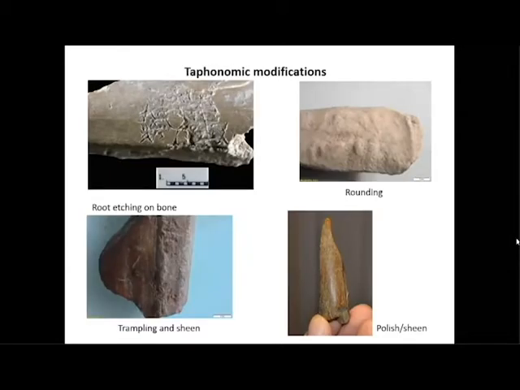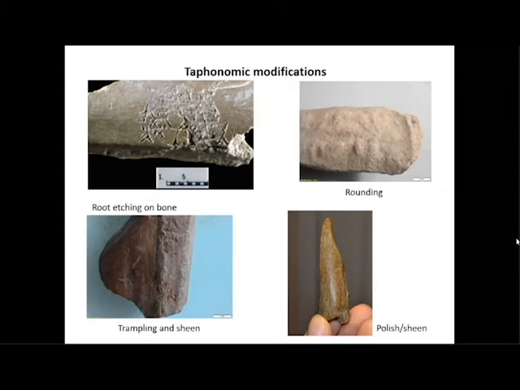These are examples of other natural taphonomic modifications. The first picture is root etching. Sometimes when bones are buried, roots grow over them and they leave an impression. So that is etching, and that's a very good example of root etching that we sometimes find, which also gives us a better idea of what's happening at the site.